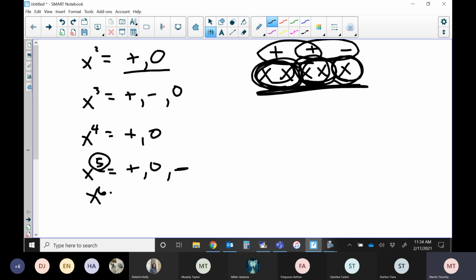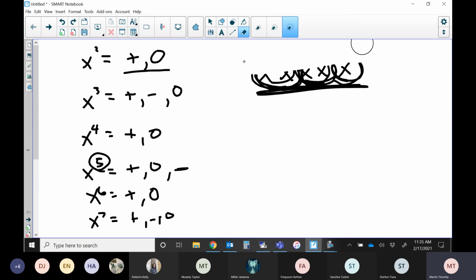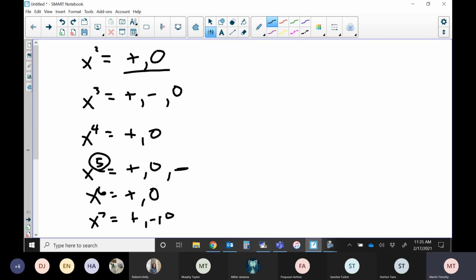What if we had x to the 6th power? What would it be? Only positive or 0. If we have x to the 7th, it would be positive, negative, or 0. Now, the reason we're talking about this is because this relates to square roots. This relates to cube roots. This relates to 4.